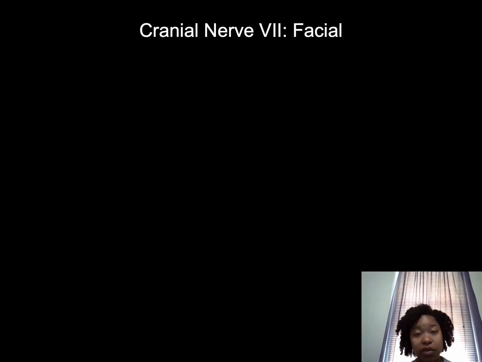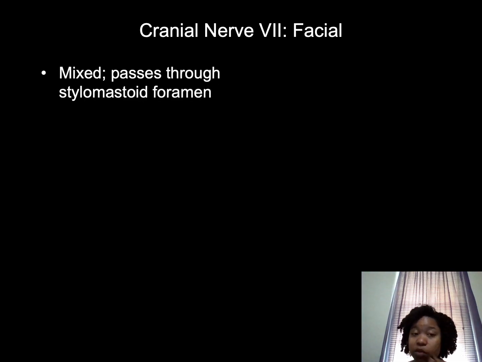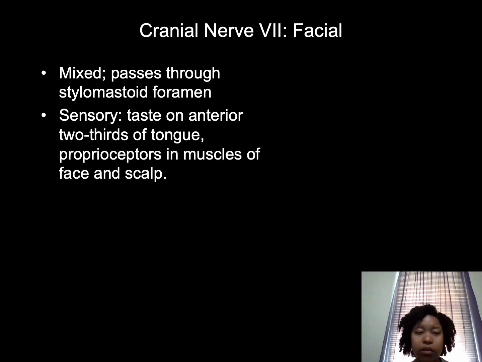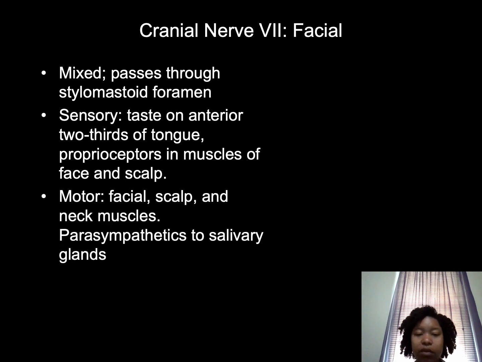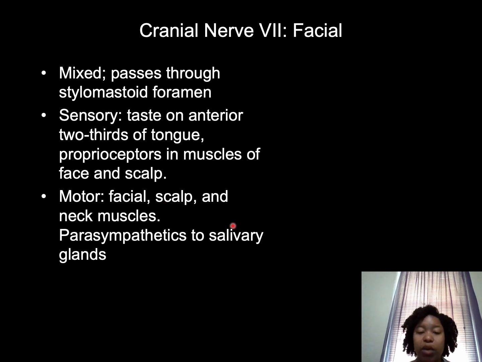And then you've got cranial nerve 7, the facial nerve. So again, this is another mixed nerve, and it passes through the stylomastoid foramen on the skull. And it's got sensory innervations for taste on the anterior 2/3 of the tongue. So the front 2/3 of the tongue is where this one will have sensory information for. And then it also has proprioceptors in the muscles of the face and the scalp. So that's proprioception for the face and the scalp muscles. And then it's motor for facial, scalp, and neck muscles. And it's parasympathetic innervation to the salivary glands.